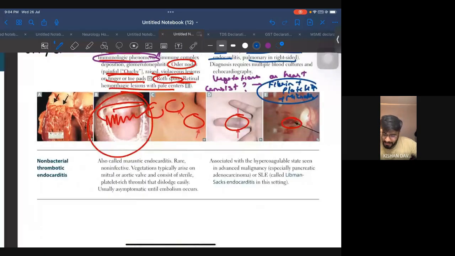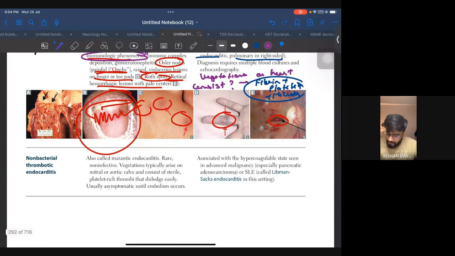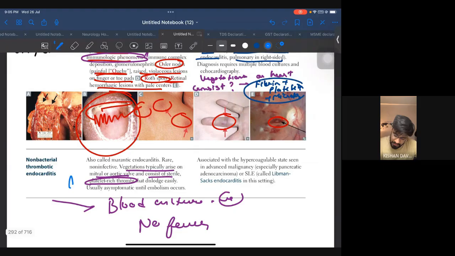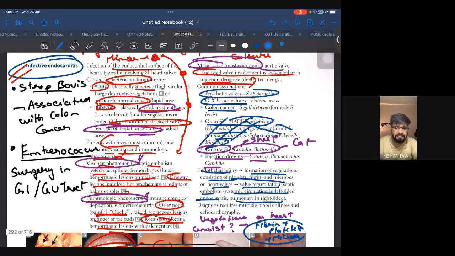All right, coming to non-bacterial thrombotic endocarditis. Now what they will say here is that the blood culture is negative. There will be no fever. Let's see what is in this. It typically arises on the mitral and aortic valve and consists of sterile platelet-rich thrombi. This is very important. One question is there in UWorld regarding this. If platelet-rich thrombi comes up, it will be non-bacterial thrombotic endocarditis, whereas if it is infective, it will be fibrin plus platelets plus microbes. All right, this is very important. You need to remember. That's it. Done with infective endocarditis.